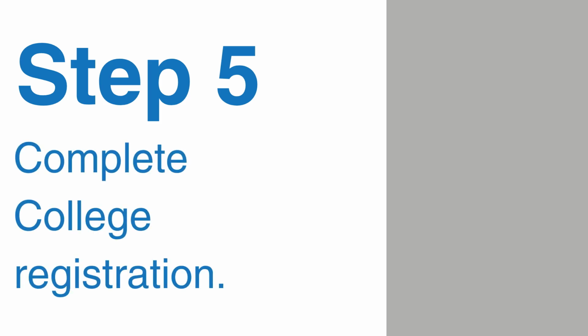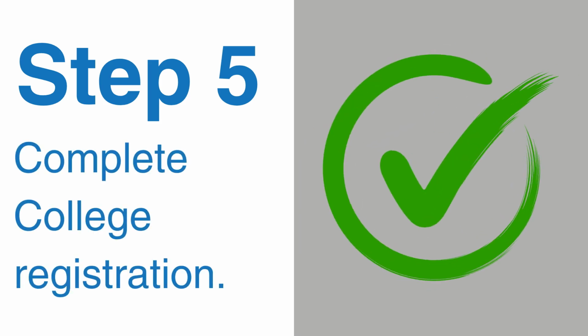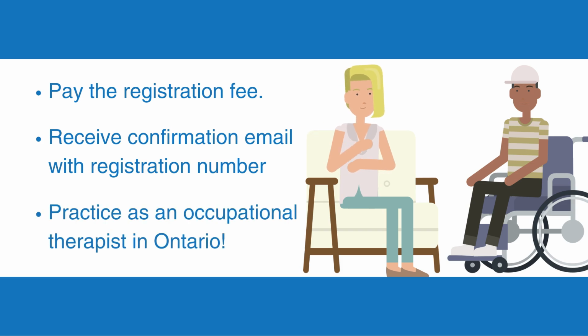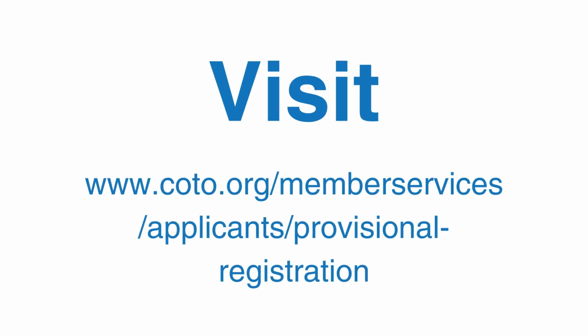The fifth step, after meeting all of the registration requirements and passing the exam, is obtaining your certificate of registration from the college. Once you've paid the registration fee, the college will confirm by email that you're registered and assign you a registration number. With that, you can legally practice as an OT in Ontario. In some cases, if you've met all the registration requirements and are just waiting to write the exam, you may be eligible for provisional registration. That means you can practice, but only with supervision, and for a restricted length of time. The college can tell you if you qualify for provisional registration.